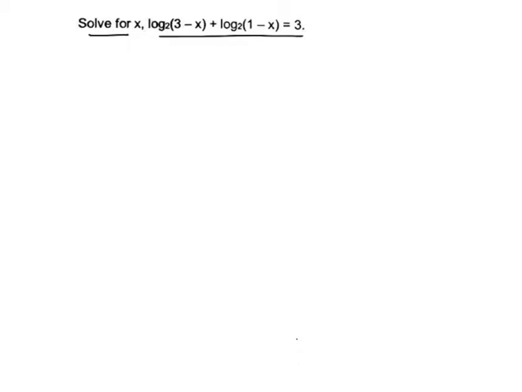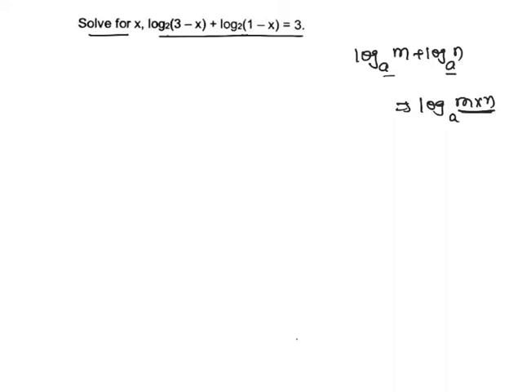Here we can see log base 2 of (3 minus x) plus log base 2 of (1 minus x) equals 3. Since the base is the same, which property can we use? Log base a of m plus log base a of n, when the base is the same and they are added, gives log base a of m times n. So the product will come.